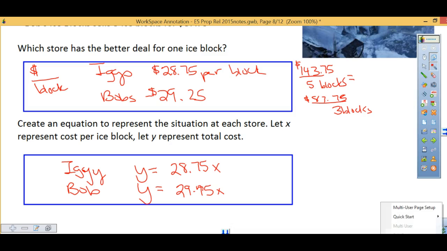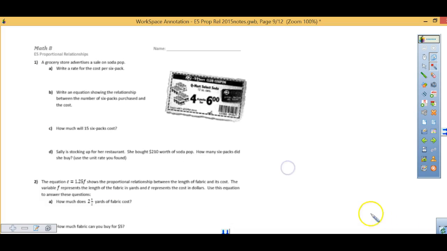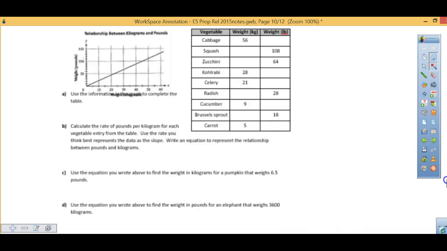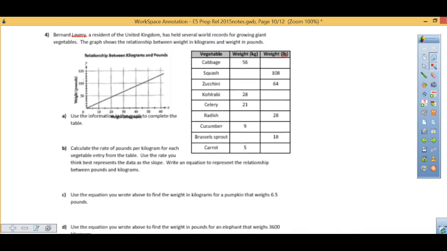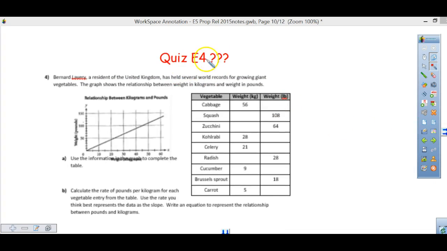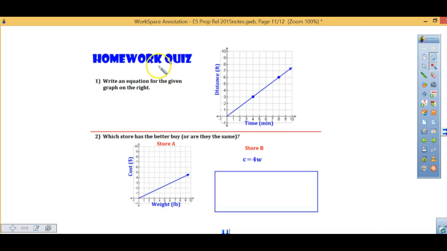As you take a look, your homework tonight is going to be doing lesson E5. So you have questions 1 through, I believe, 4 on that page. And right now we are going to take a quiz, and the quiz is actually from E3, and you can do this quiz with a partner. So I'm going to have the sub hand out a piece of paper. You're going to talk quietly with your shoulder partner, and please put quiz E3.